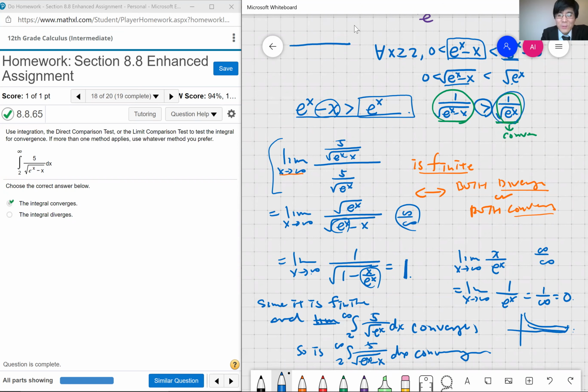Converges clearly. So the problem in our hand is also converging.